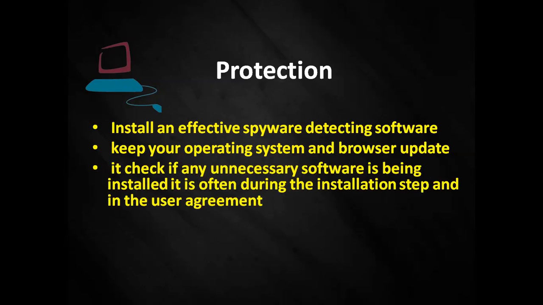Then check if any unnecessary software is being installed. This often happens during the installation step and in the user agreement. When you're installing any software, you have to check frequently your softwares and apps in mobile, softwares in computer, if there is any unnecessary software. When you're installing apps on the mobile many times, you might have observed that at the last it asks you one option, allow.